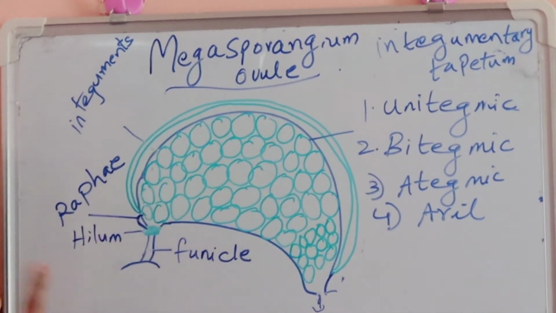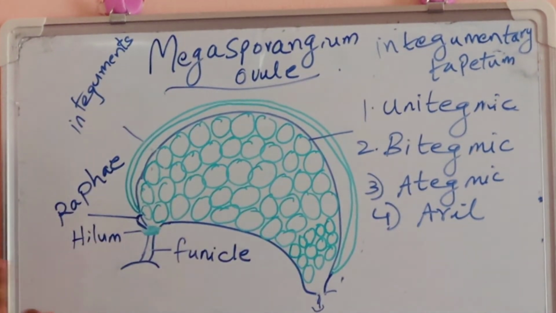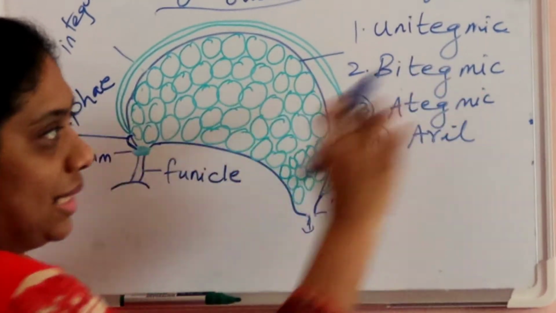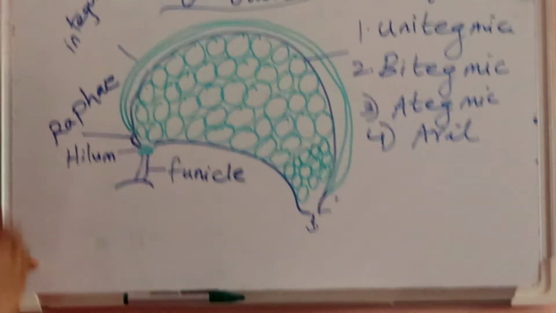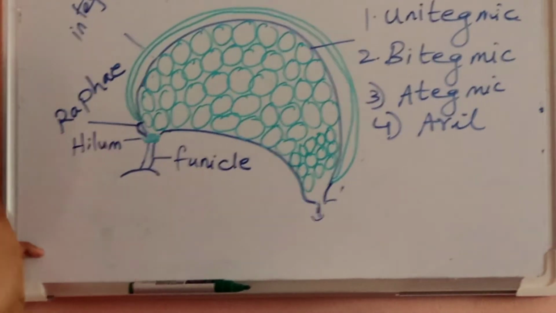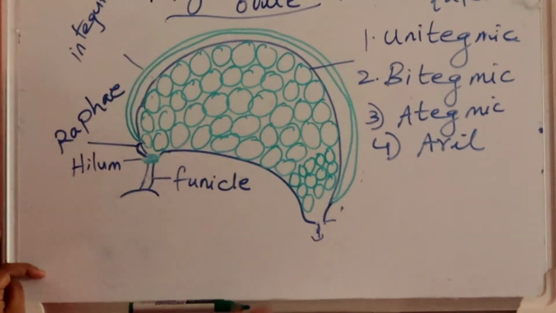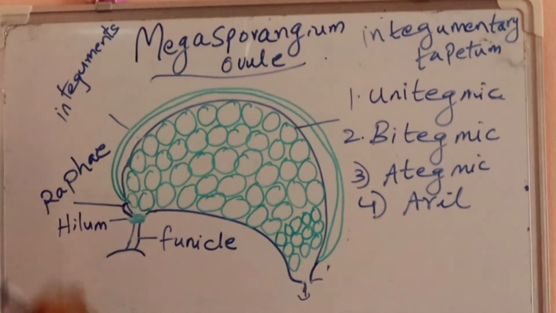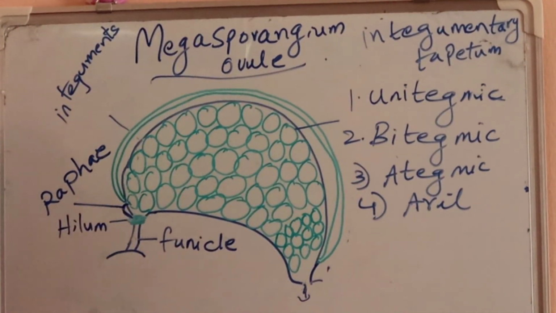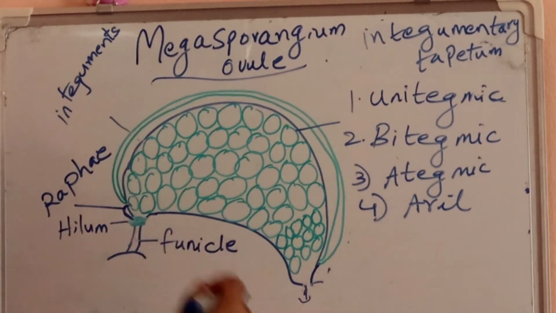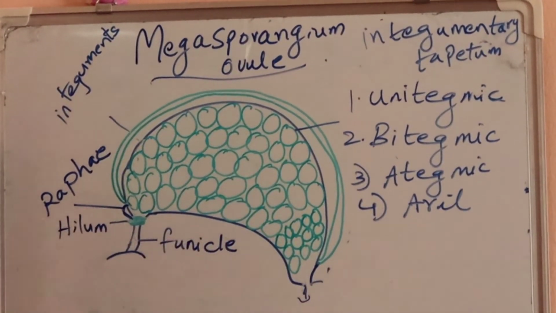Unitegmic, only a single integument is present. Second one is bitegmic. Two integuments will be present, outer and inner one. Inner will develop first, then only outer will develop. Ategmic means no integuments. Aryl means a third integument will be developing, in addition to the first and second. That is the aryl type. That is developing from the base of the megasporangium.